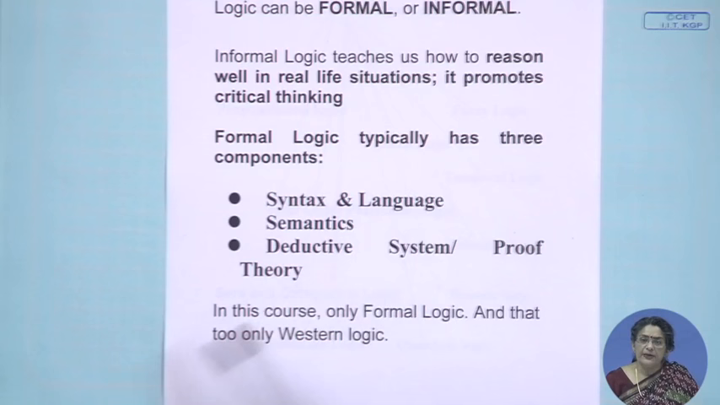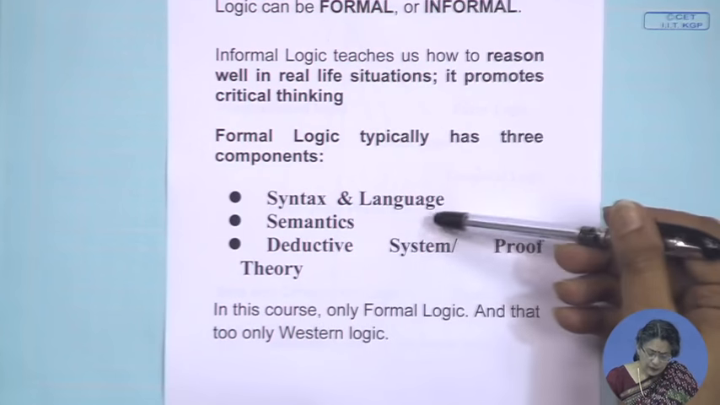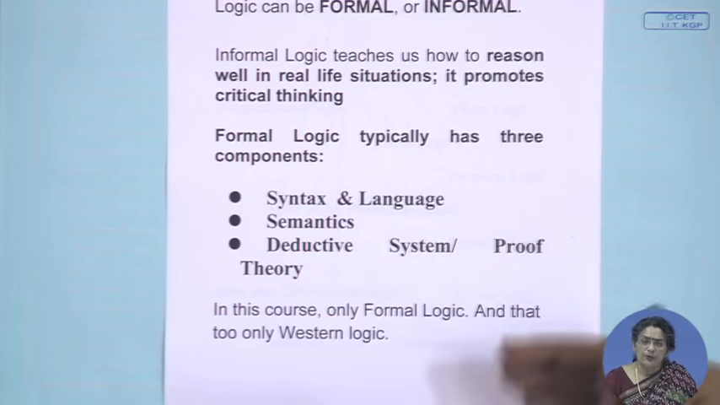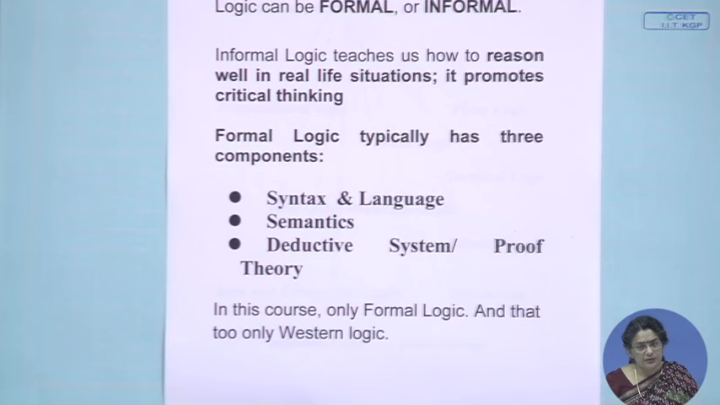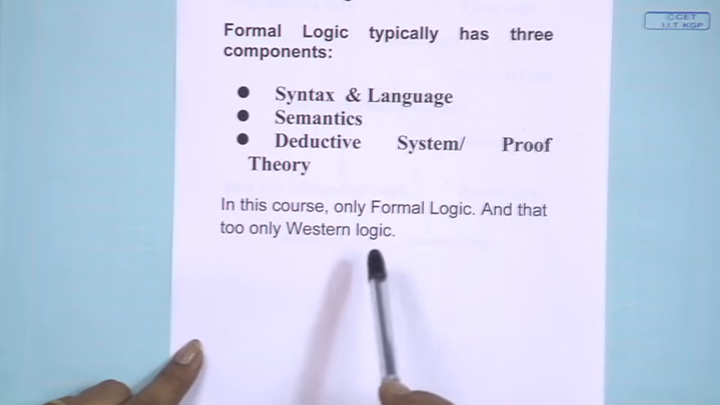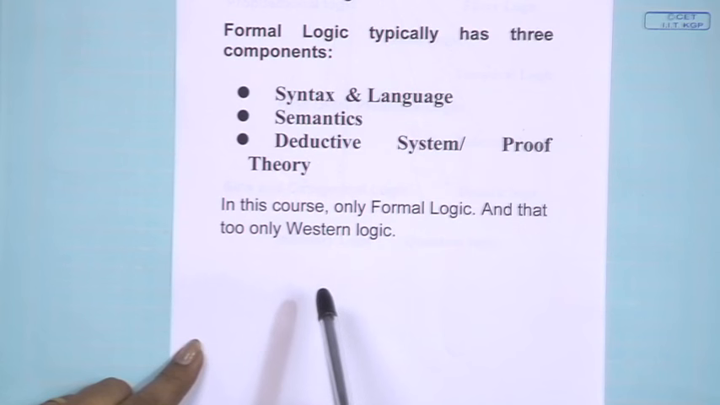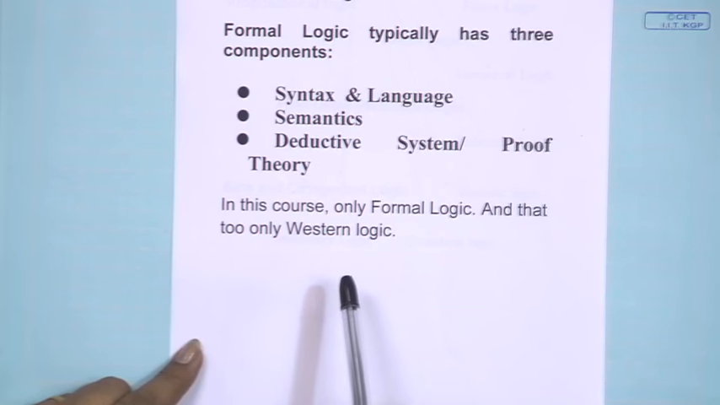So these are the basic components that a formal logic will have, and we are going to go through these components when we start the symbolic logic properly. In this course, as I said, we are going to only look into formal logic, and that too the Western logic. When I say Western logic, you might be surprised that I mentioned Western logic.